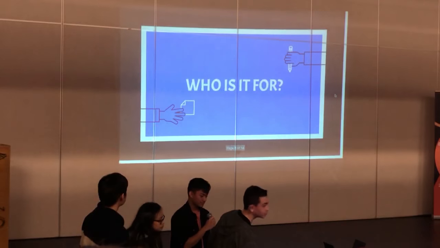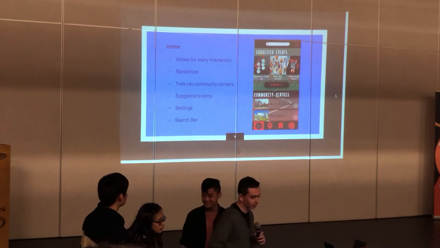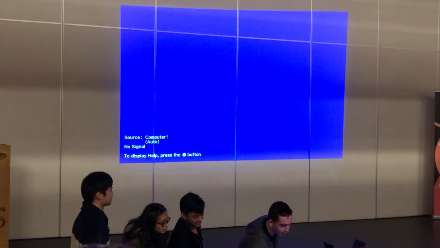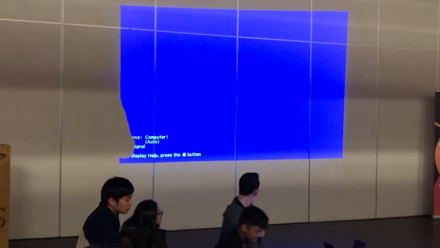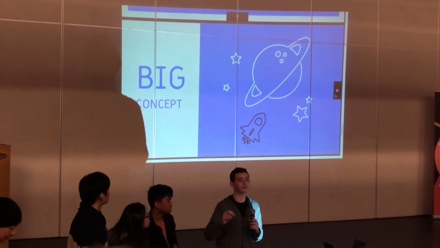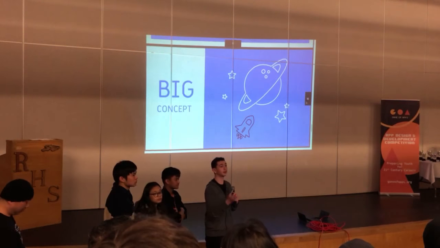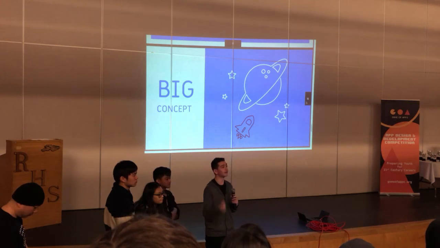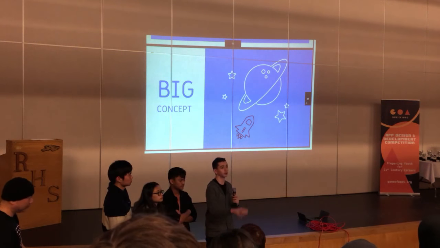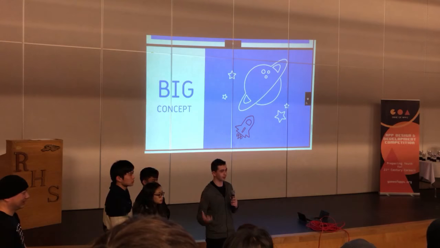So who is it for? For teens, obviously. Okay, so let's skip ahead. The big concept of the app is to actually find a way for teens to interact with one another, and the whole goal of the app is to get us engaged and actually interact instead of being on social media. We can just go to the community centers, have fun, hang out, meet new people. I mean, it's kind of like Game of Apps. We all didn't know each other at the beginning, but we've gotten to know each other through this. So it's events like this that help build character, build community, build a sense of togetherness.